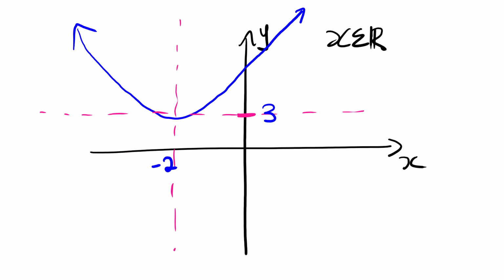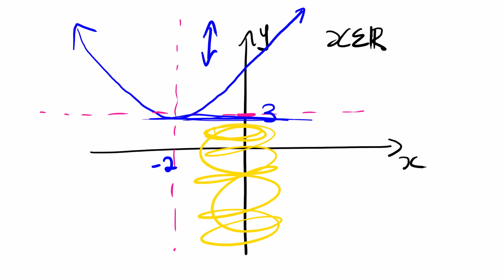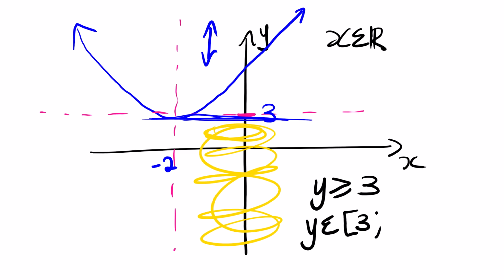We can see that the graph only covers all the numbers from positive infinity down to this level, which is 3. So you can see that below 3 we no longer have our graph. So in this case, what is the range? We can say y is the element of numbers starting at 3 up to infinity.